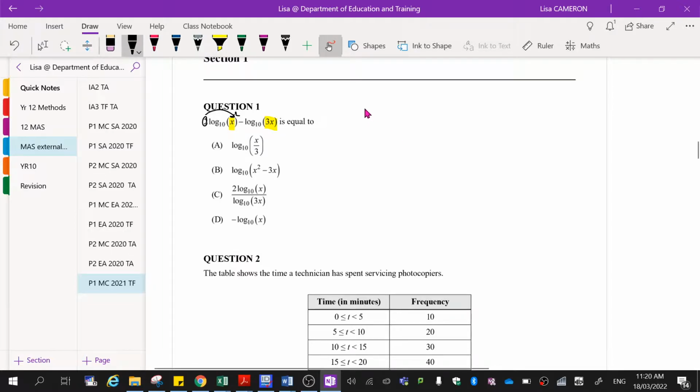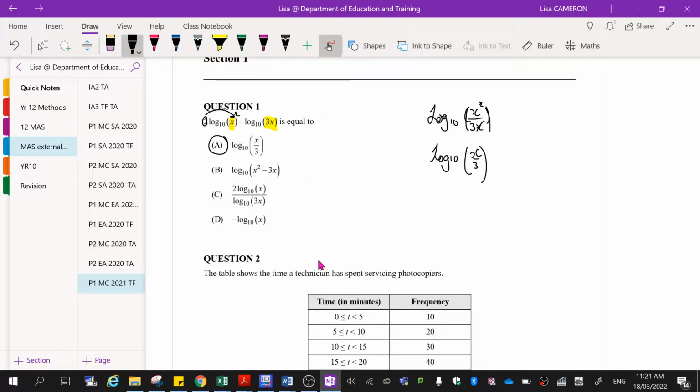So first thing I'm going to do, I'm going to move the 2 above the x squared. So it will become log base 10 x to the power of 2. Now, because they're dividing, we divide the parts in the brackets, like this. Okay, so next thing that we need to do is we're going to simplify what we've got here by cancelling out our x's. So that one will cancel with that one, and I'm left with log 10 bracket x over 3. So that would make our answer A.